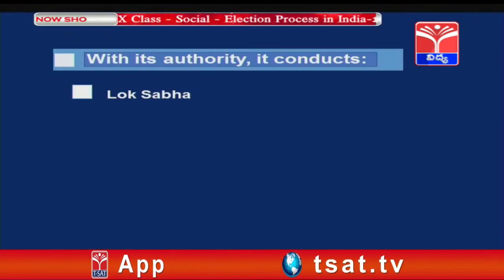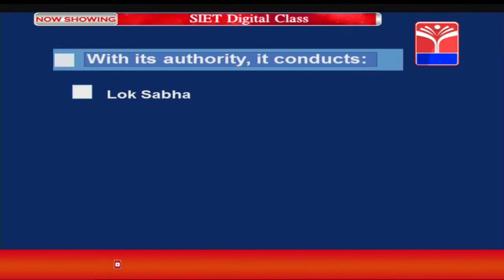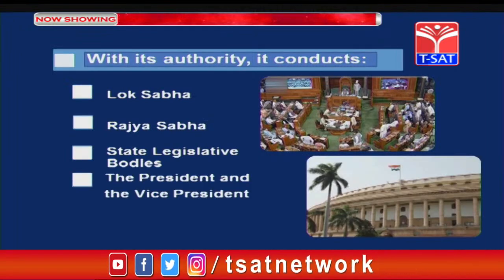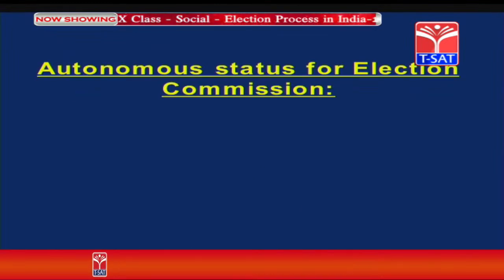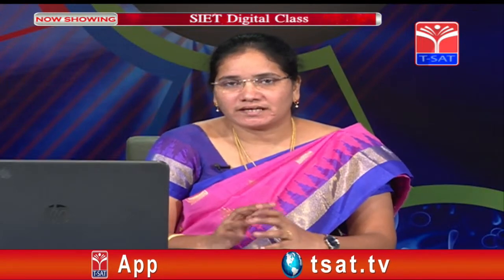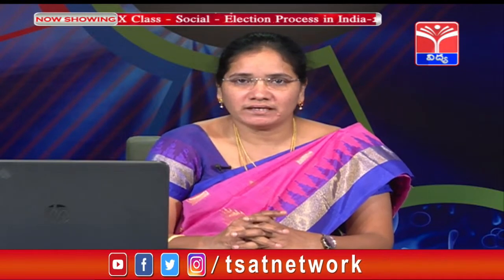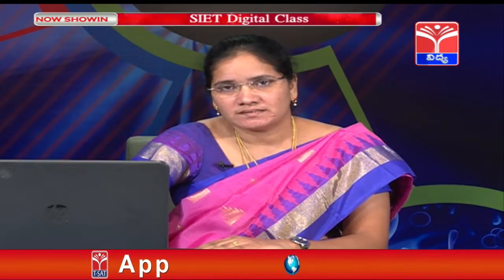So, the Election Commission with its authority, it conducts elections for Lok Sabha, Rajya Sabha, state legislative bodies and the President and the Vice President. This Election Commission has an autonomous status. Children, autonomous means free. That means this commission is free from anyone else. They need not be answerable to anyone. It is not controlled by anything else. So, Election Commission has an autonomous status.